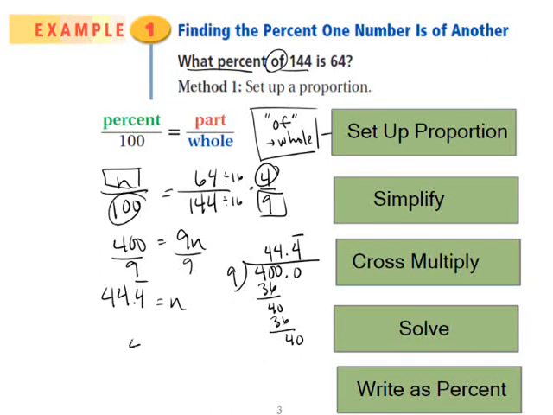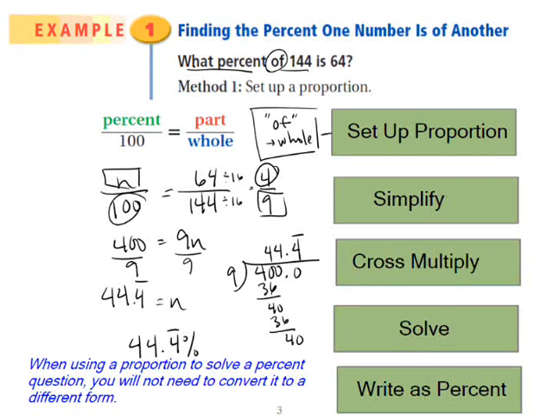since the question asks what percent of 144 is 64, be sure to write your answer as a percent, not just leaving the solution n equals 44.4. But it is 44.4 repeating percent, and you can always leave decimals and repeating decimals in your answers when written as percents. When you use the proportion method, you never have to convert from decimals or fraction forms of the number to percent or back. You just have to add the percent sign at the end of your answer.